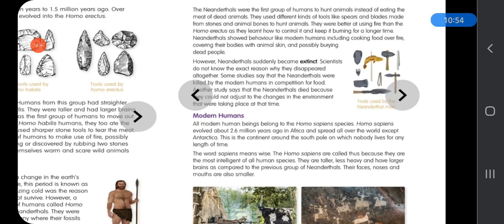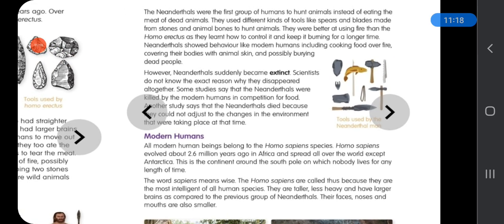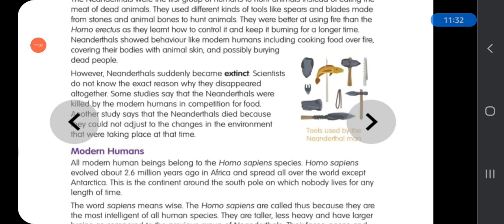Neanderthals were the first group of humans to hunt animals instead of eating the meat of dead animals. Which was the first group of humans to hunt animals? Neanderthals. And the first group of humans to use fire, Homo erectus. First group of humans to use tools, Homo habilis. They used different kinds of tools like spears and blades made from stones and animals' bones to hunt animals. They were better at using fire than the Homo erectus as they learned how to control it and keep it burning for a longer time.